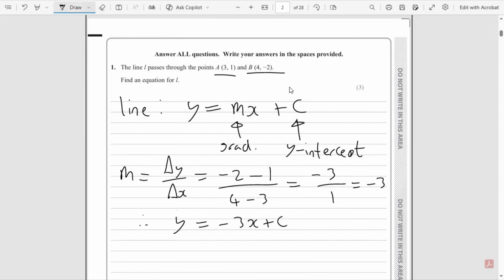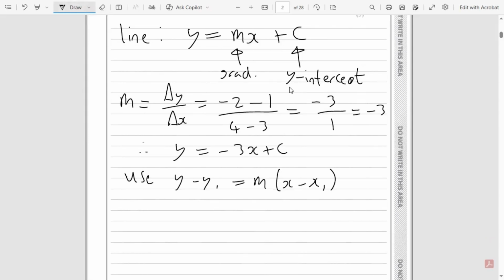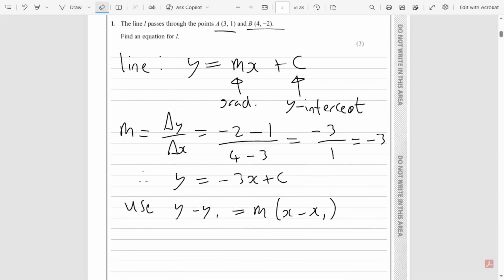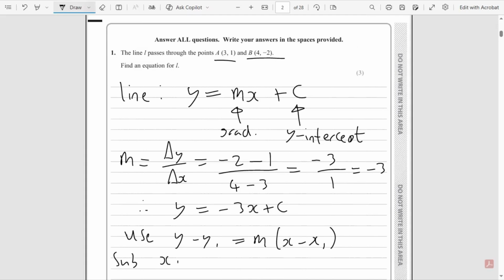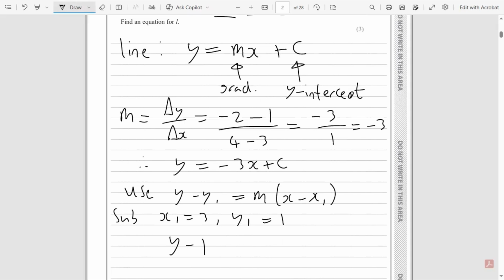I will do that in this question actually. So I'm going to use the equation y - y1 = m(x - x1). But again, you could just substitute the coordinates into the other equation, either way works fine. So we'll pick one of the coordinates to sub into y - y1 = m(x - x1). Let's just sub in A. So if we sub in x1 equal to 3 and y1 equal to 1, we end up with y - 1 equal to the gradient, which we now know is -3, times (x - 3), as x1 is going to be the coordinate of 3.